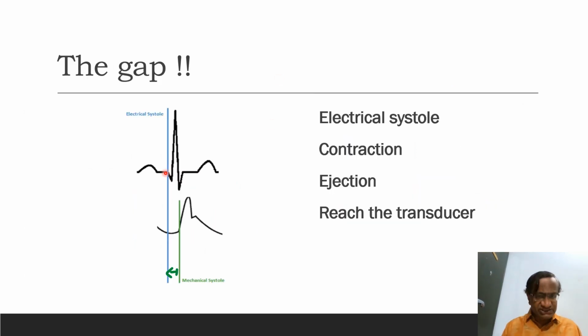You have an electrical systole, then the contraction, then the ejection, then it has to reach the transducer and the transducer should show. That is why there is a gap. This is the electrical systole and this is the mechanical systole.